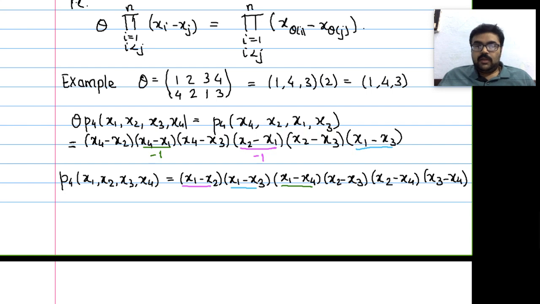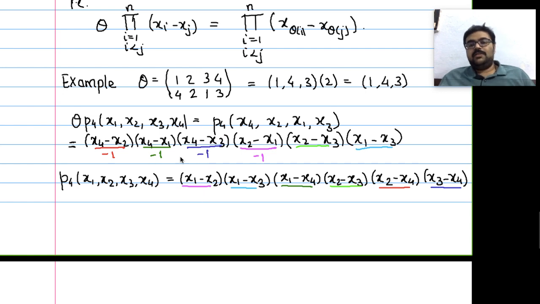And then x2 minus x3 is here. What about x2 minus x3? This is the same, so no problem. And then x2 minus x4, here we have x4 minus x2, so this is again minus 1. And then finally x3 minus x4, here we have x4 minus x3, so this is minus 1.